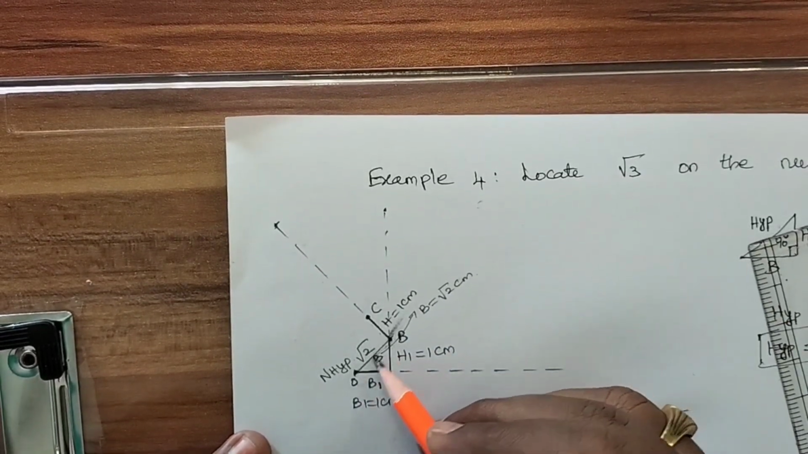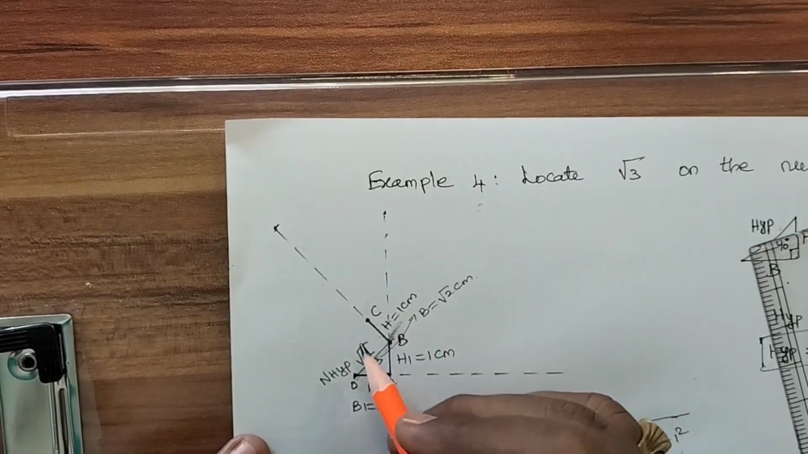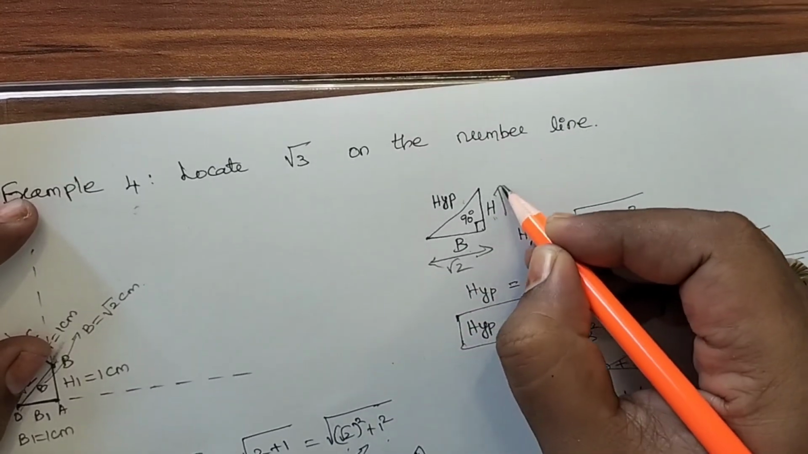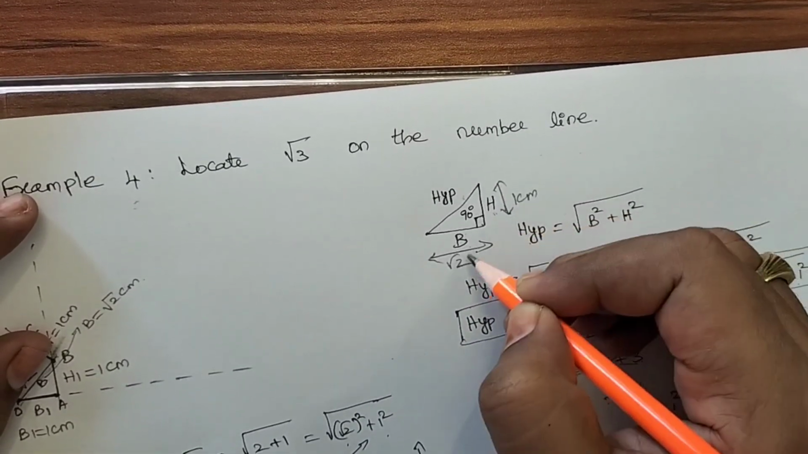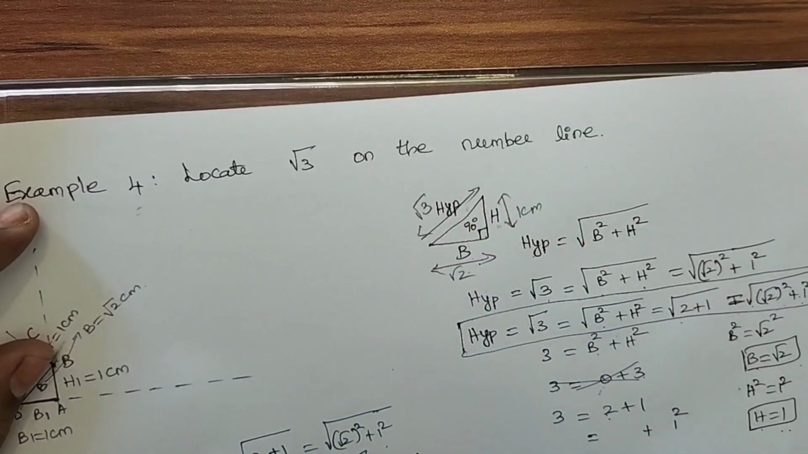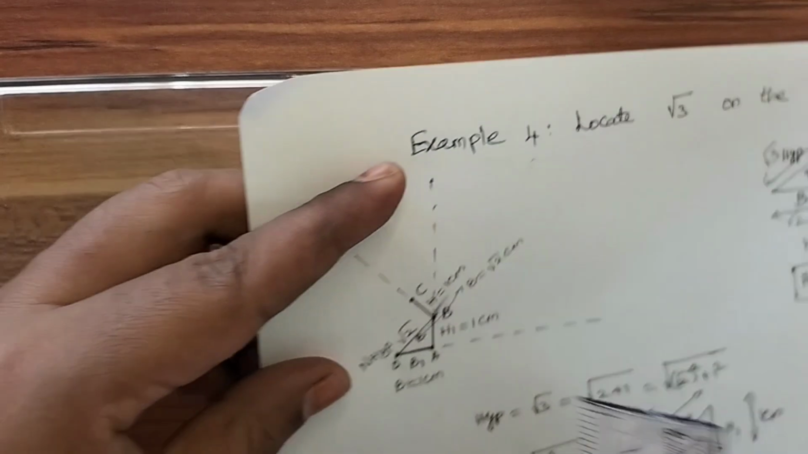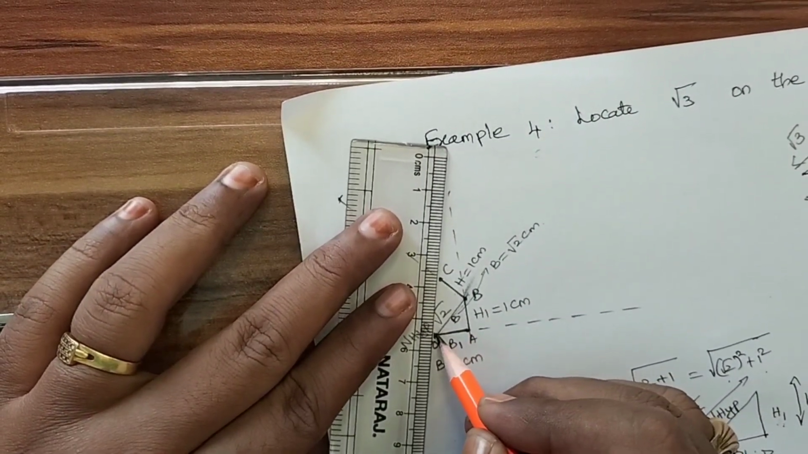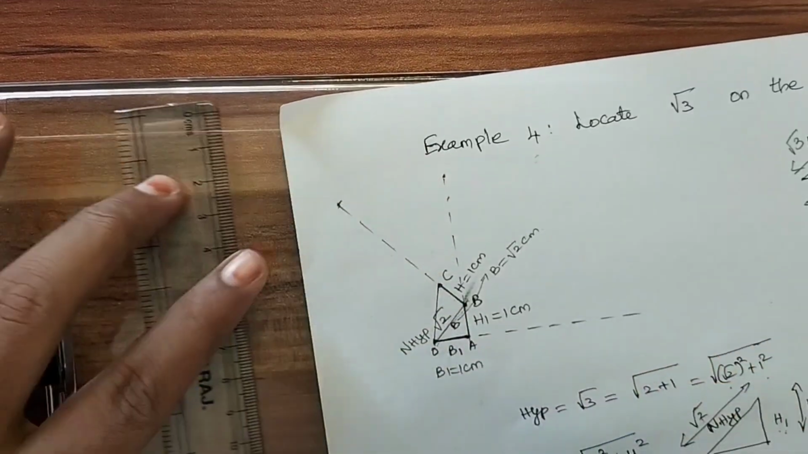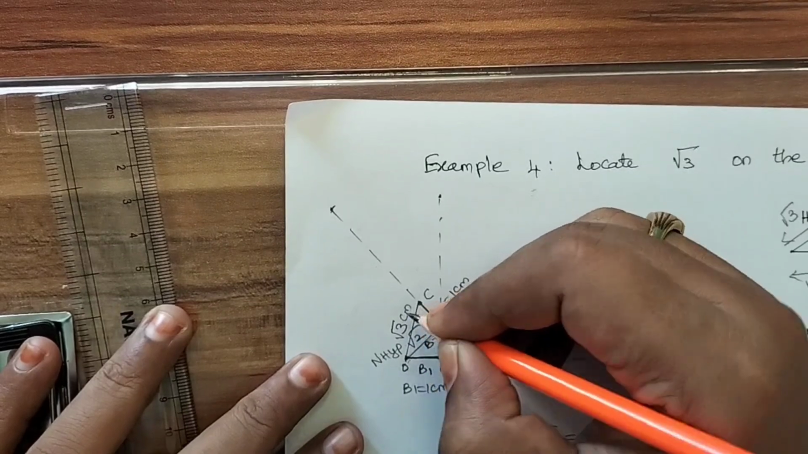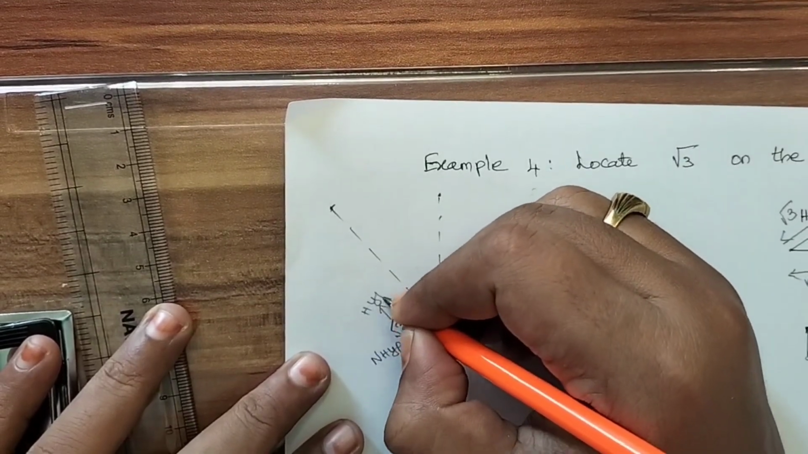So for root 3, base is root 2, height is 1. According to the right angle triangle, this one is root 2, this one is 1. So if it is root 2 and 1, this hypotenuse, according to the Pythagoras theorem, will be root 3, right? So now I am going to join O and C. That will definitely be root 3. So join O and C. This measurement would be root 3 centimeter. It is nothing but the hypotenuse.